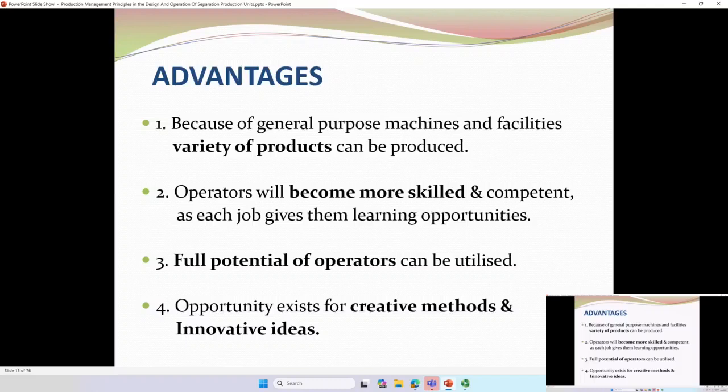And lastly, opportunity exists for creative methods and innovative ideas. So if you want to work here, if they interview you, what they will tell you is: what can you bring here? What are new things that have never existed before that you can bring here? And that is the reason why creative methods and innovative ideas.